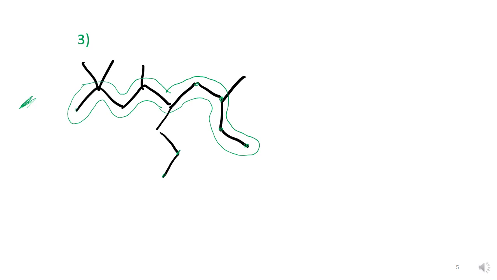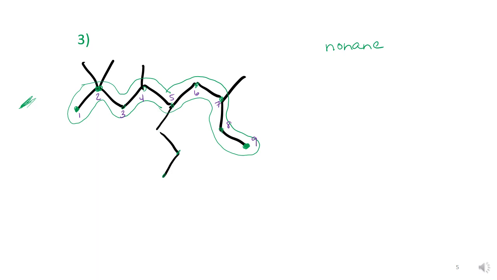All right, let's count the carbons. 1, 2, 3, 4, 5, 6, 7, 8, 9 carbons. That makes it a nonane. All right, let's number. So obviously if we start from the right, there's not a side chain, a branch until the 3rd carbon. On the left, the 2nd carbon has a branch. So let's number from the left and call this carbon 1, 2, 3, 4, 5, 6, 7, 8, 9.